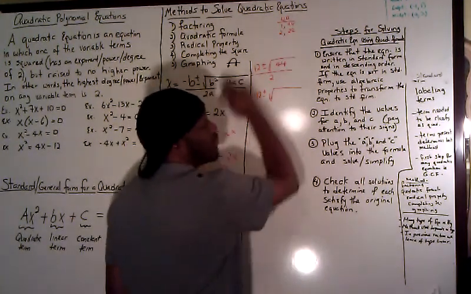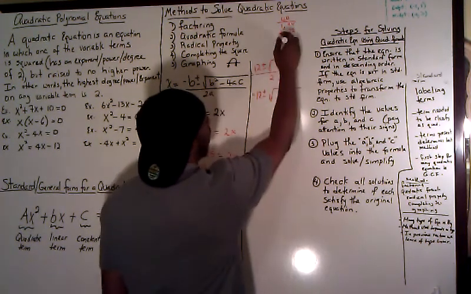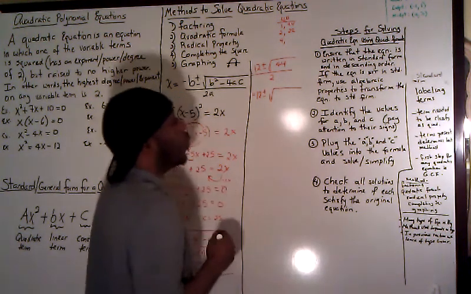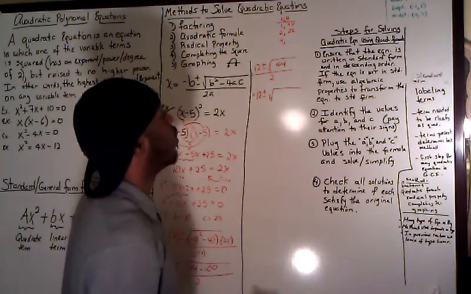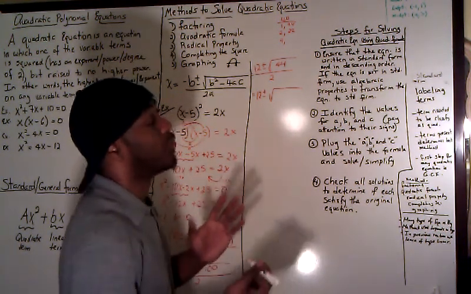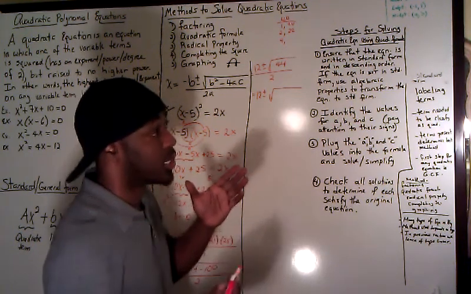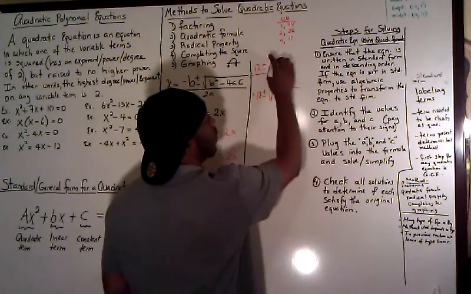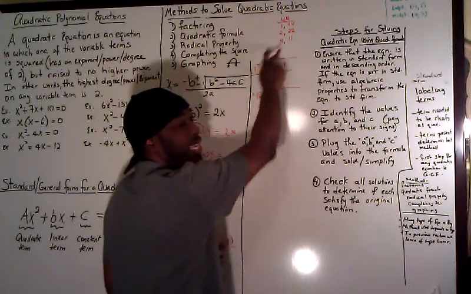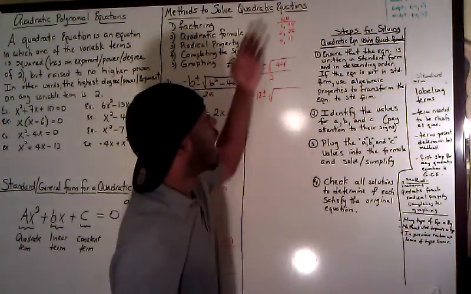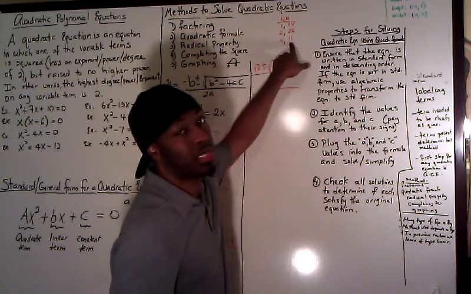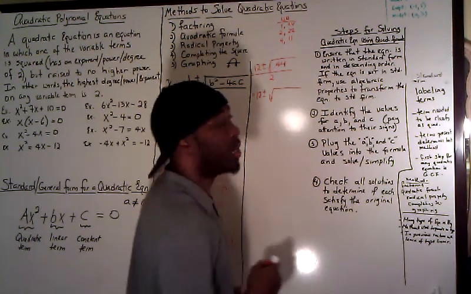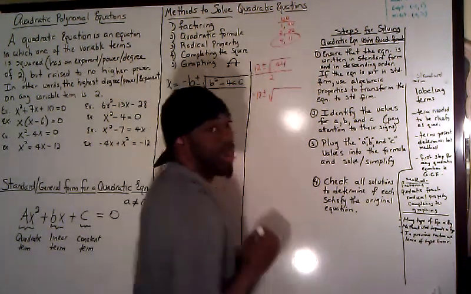3 does not go into 44 evenly, so I'm going to skip that. How about 4? 4 and what gives me 44? We know 4 times 10 is 40, so 4 and 11 is 44. Well, 4 is a perfect square. It's the highest perfect square in the number. I know that because whenever the other factor is a prime number, that essentially means I've found the highest perfect square in that particular factorization.